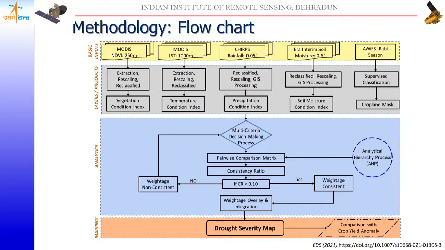With all these data sets, we integrated them based on the MCDM approach, which is multi-criteria decision making. We weighted them using the AHP process, the analytical hierarchy process, defining the weightage for each parameter that significantly impacts the crop yield. With this result, we also made a comparison with crop yield anomaly using the last 20 years of data sets of predominant Rabi season crops in the Bundelkhand, Uttar Pradesh area.